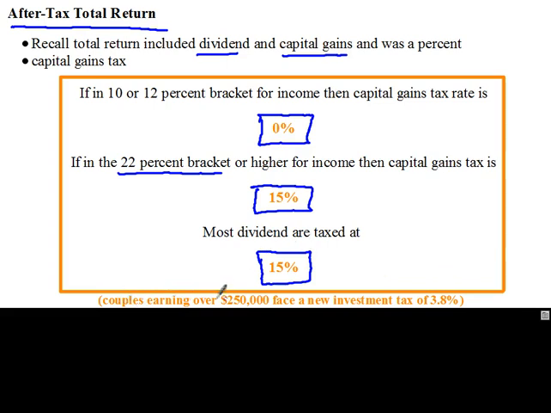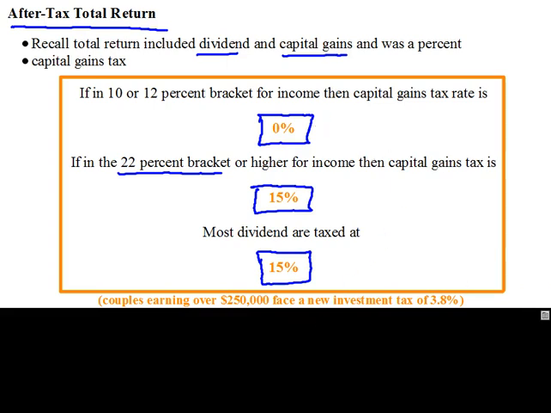In addition to that, I think it was in the Obama healthcare law, I might be wrong about that, that it placed a new investment tax of 3.8% on couples earning over $250,000. Again, that's years ago, so that number may have changed. I'm not sure. So that's why I'm tentative to give these numbers. I'm using these numbers more as examples because these numbers are always changing. Tax law is always changing.